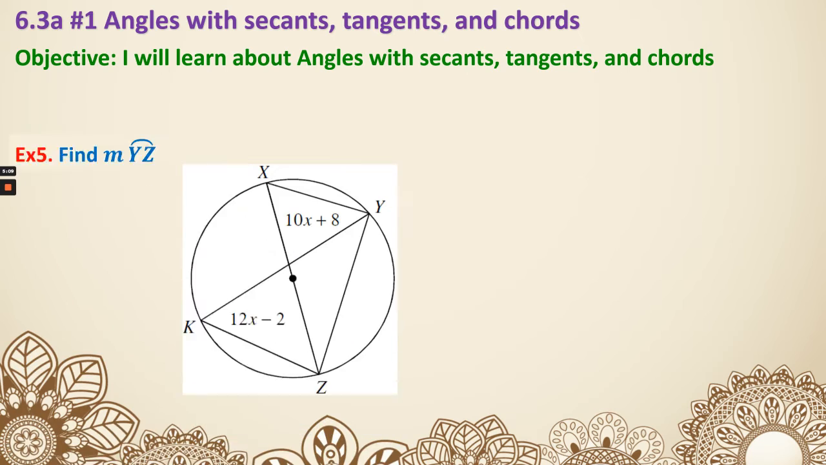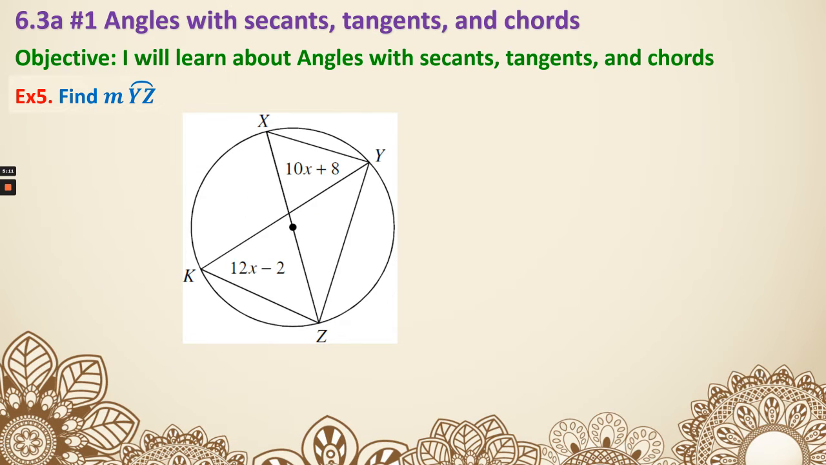Moving on, let's do a bit more. 10x plus 8 is labeling that angle. 12x minus 2 is labeling that angle. They are both facing the arc YZ. That means they're the same. 10x plus 8 equals 12x minus 2. Subtract both sides by 10x. I have 2x. Add 2 to both sides.